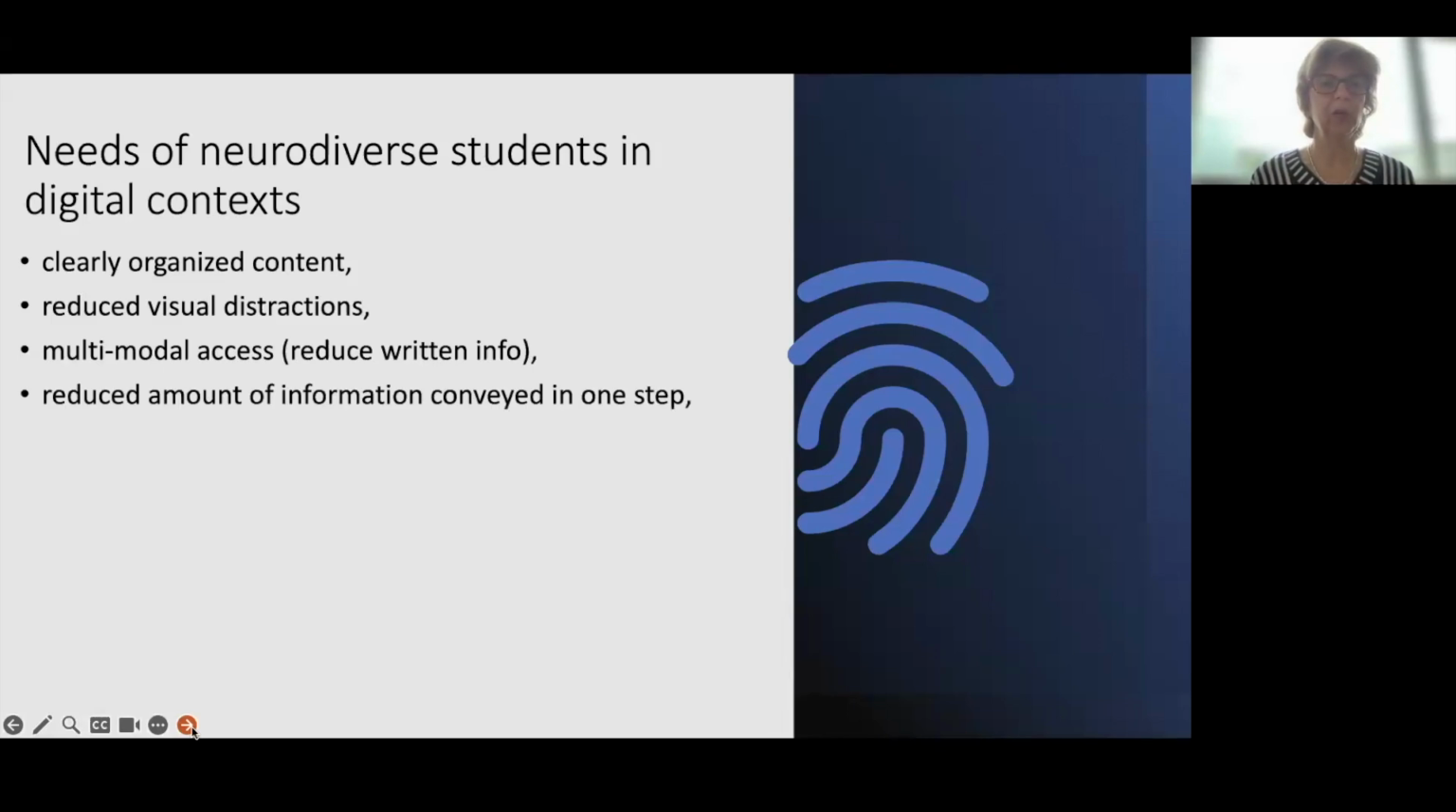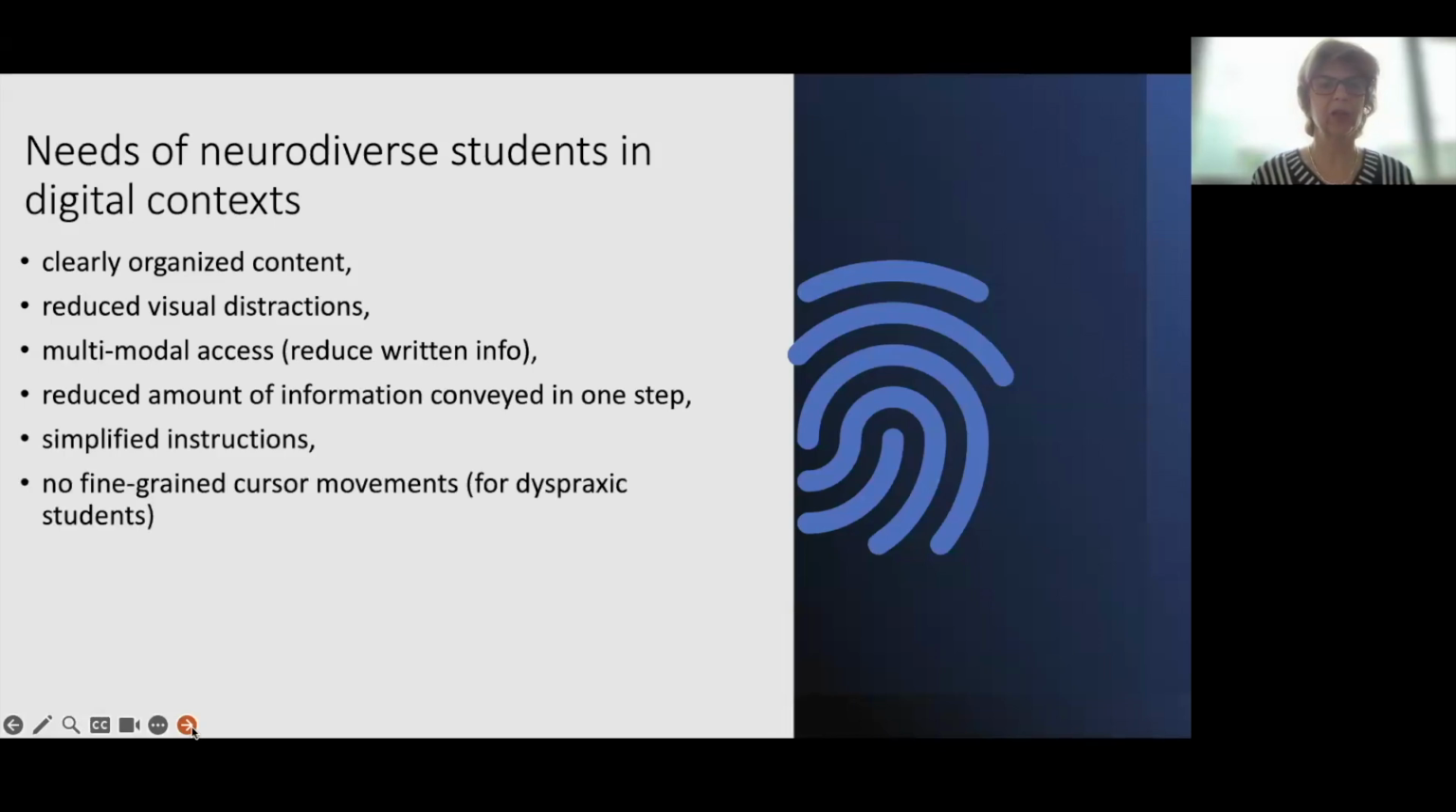Making sure that you do not convey a lot of information in one step when you give instructions, so kind of phasing your instructions, simplifying your instructions, and then be mindful also of some of the fine-grained cursor movements that are required in digital tasks for dyspraxic students, so students who have problems with fine motor skills. They may not be so skilled with moving the mouse, etc.